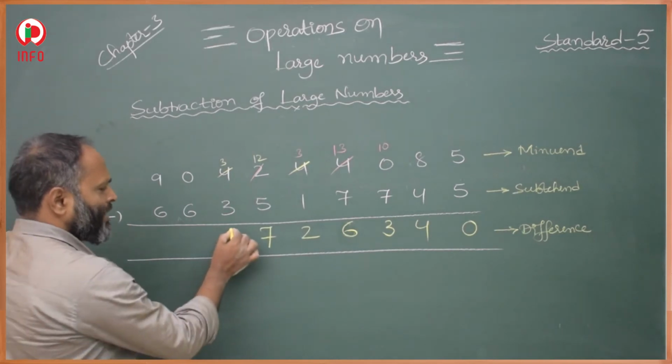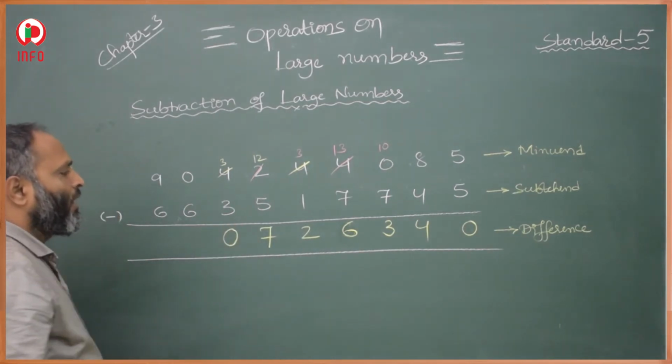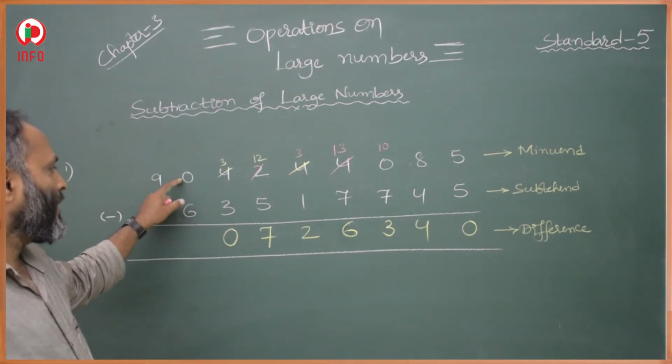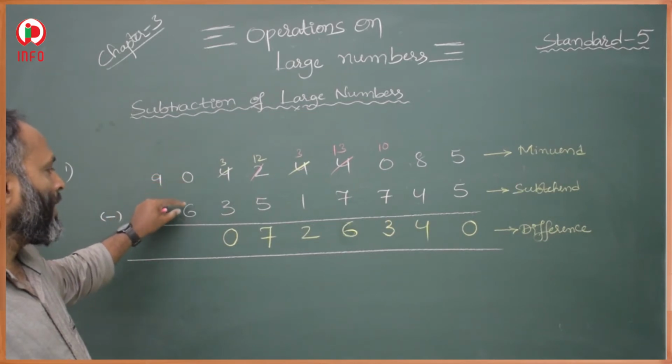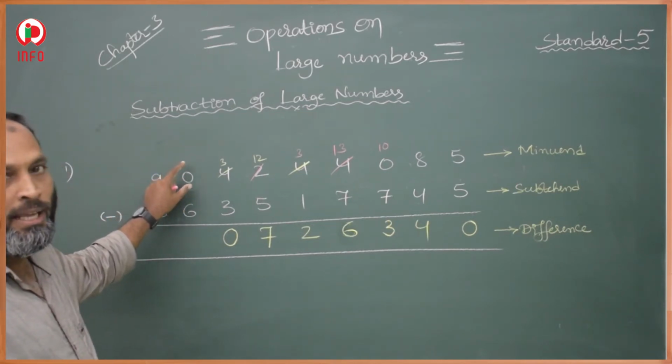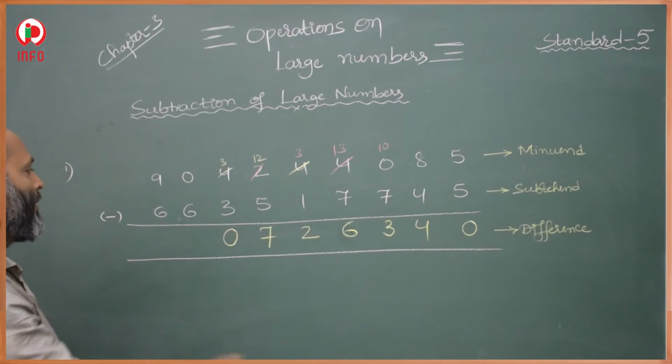Then here the minuend and subtrahend are both the same. Same minus same, the answer is 0. After that, here 0.